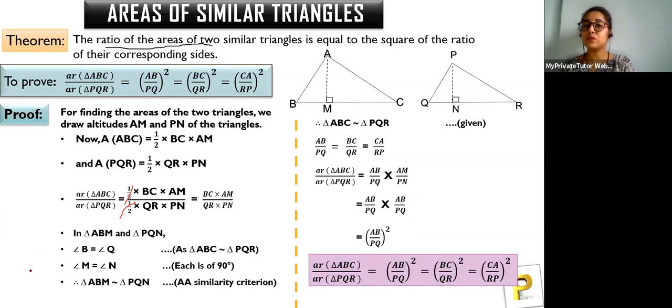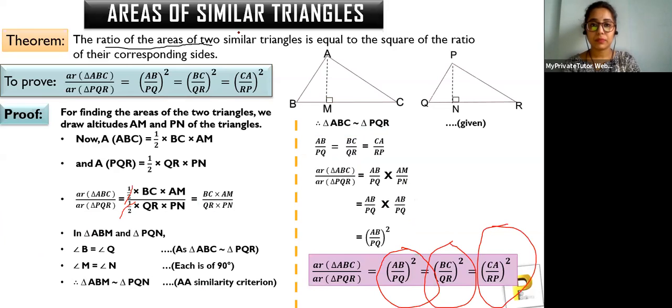So whenever we have two triangles which are similar, the ratio of their areas is the square of the ratio of the corresponding sides. You can see that they are squares. Let's move towards the question for this topic.